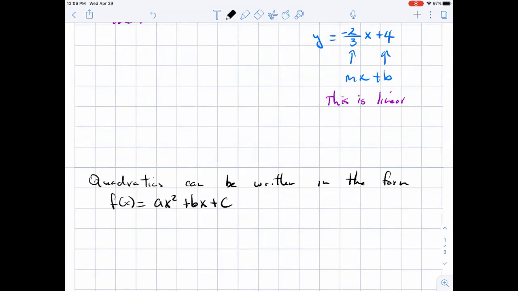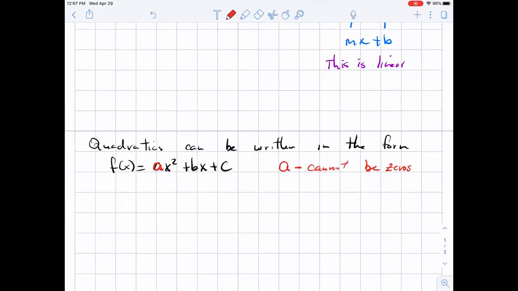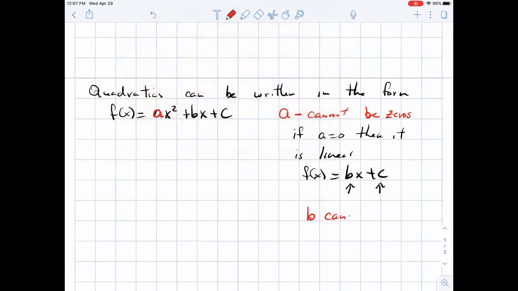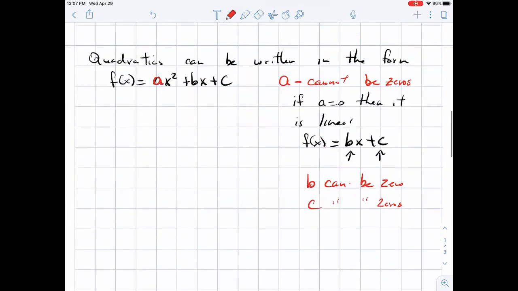Now, one thing to note about this, something that's very important: a, this coefficient here, cannot be 0. Because if a is 0, then you're just left with f of x equals bx plus c. So note, if a is 0, then it is linear, where this is your m and this is your y-intercept. So b can be 0, c can be 0, but a can never be 0, never.